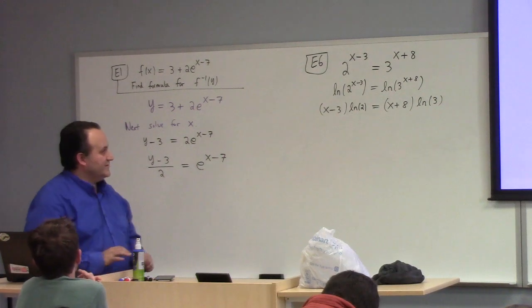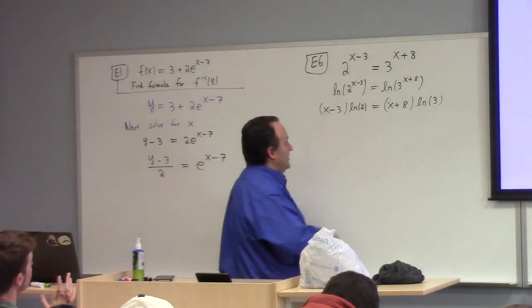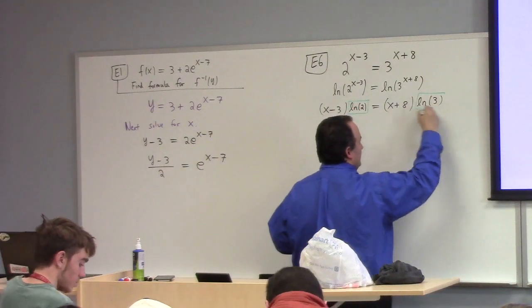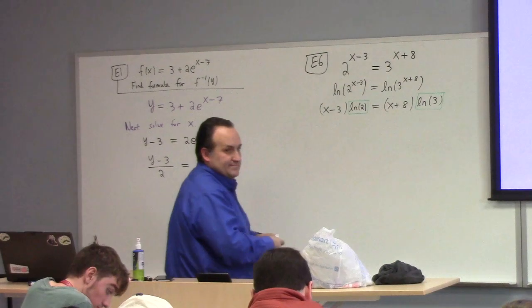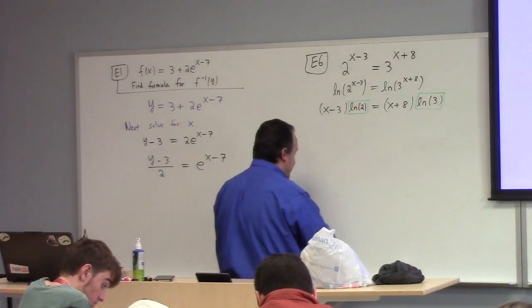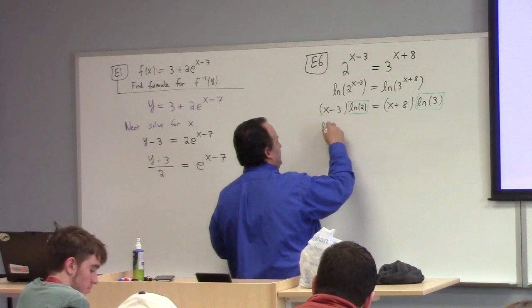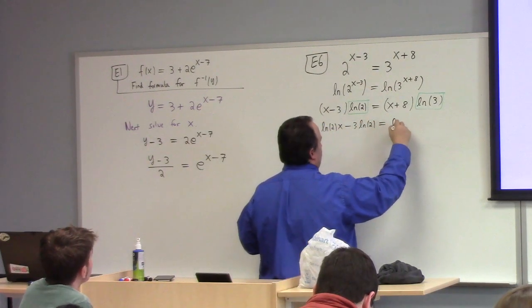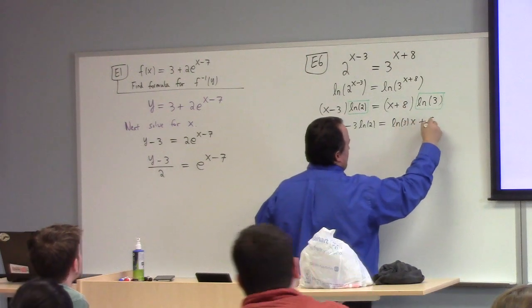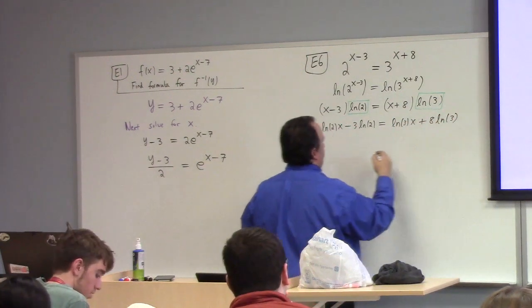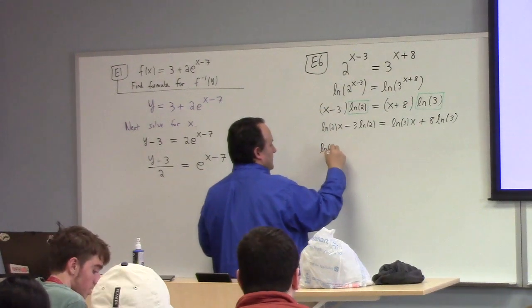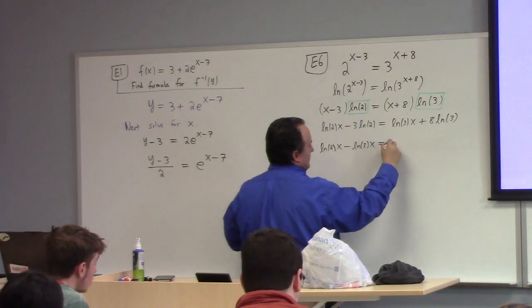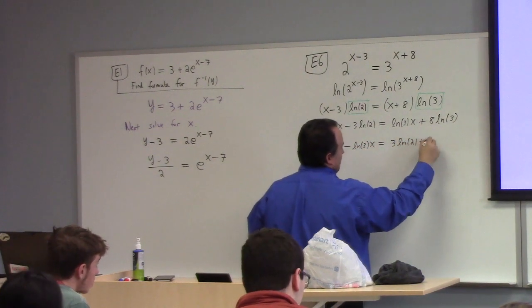But no, you can't cancel. The logs are numbers. Think of the log as being glued to the 2. There's nothing you can do about it practically. Those are numbers, you have to deal with them. And so we've got log 2 times x minus 3 log 2 is equal to log 3 times x plus 8 log 3, which gives us log 2 times x minus log 3 times x is equal to 3 log 2 plus 8 log 3.